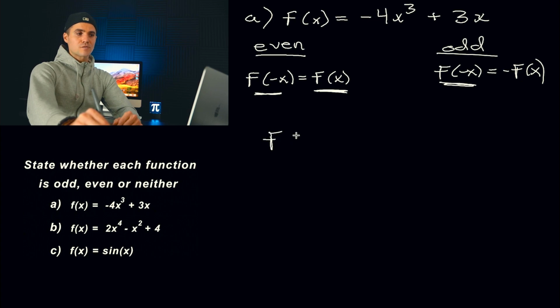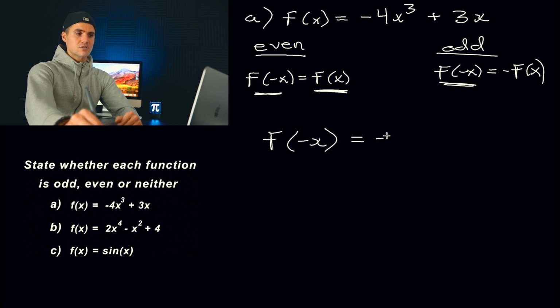So let's first check what f of negative x is going to be. We've got to get this expression. F of x we already have. That's just the original function given as is. Now we've got to find what f of negative x is going to be. So what we would do is plug in negative x for all of these x values here. So we'd have negative 4 times negative x to the power of 3, plus 3 times negative x, like that.